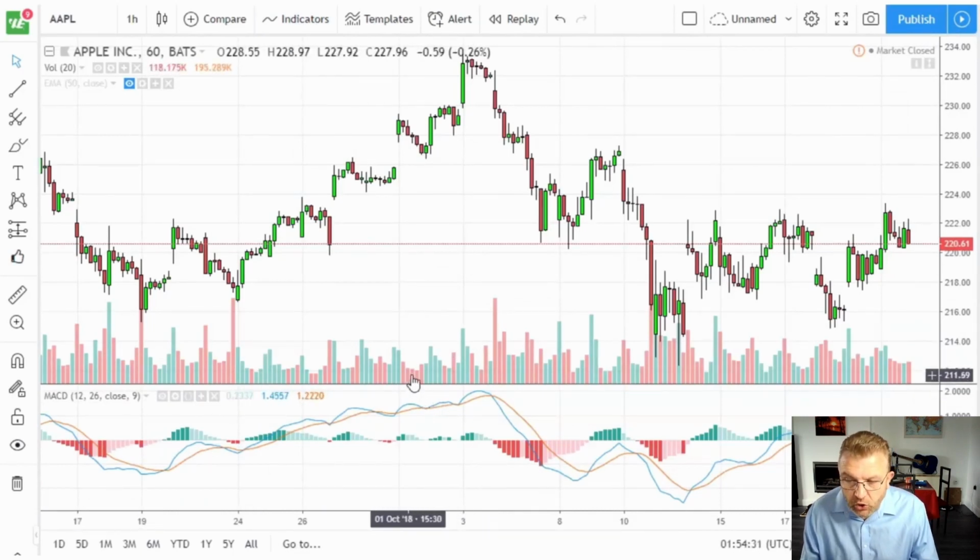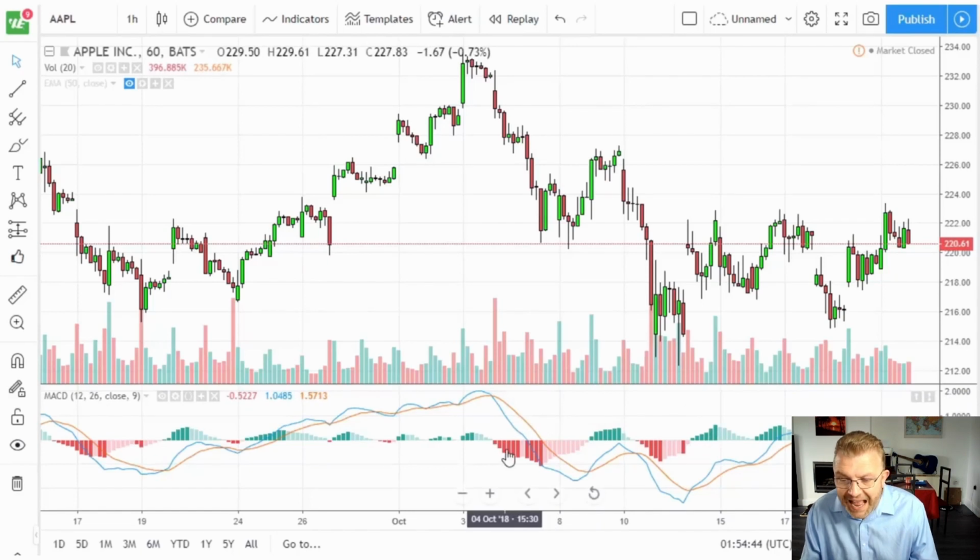At this point, you'll notice that there are a couple of interesting features. There's the histogram, and then there are these two moving averages, the blue being the 12 and the orange being the 26. And the histogram is essentially based on the difference between the two.